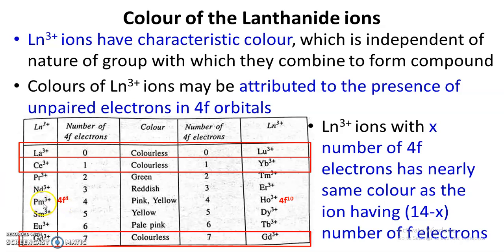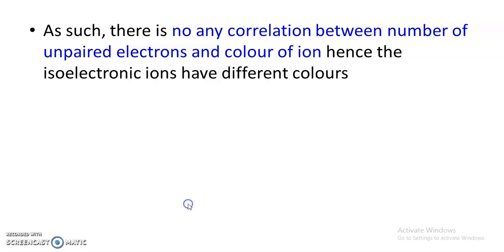So promethium +3 contains 4 f electrons, its color is pink. Similarly, holmium +3 contains 10 f electrons, that is, as per 14 - X, the number of electrons should be 10, and because of this holmium and promethium have the same color. It is applicable to other ions also. So as such, there is no correlation between the number of unpaired electrons and the color of the ion.